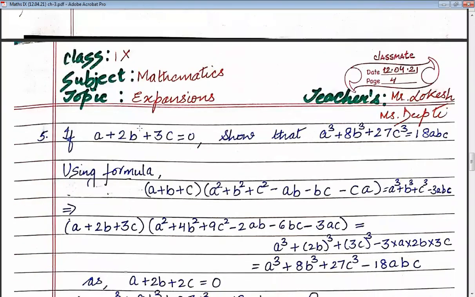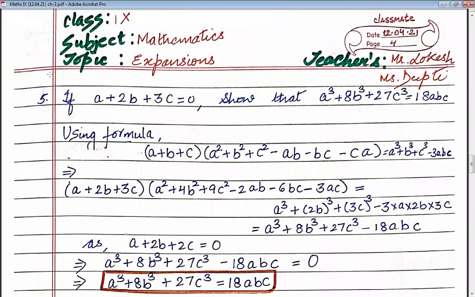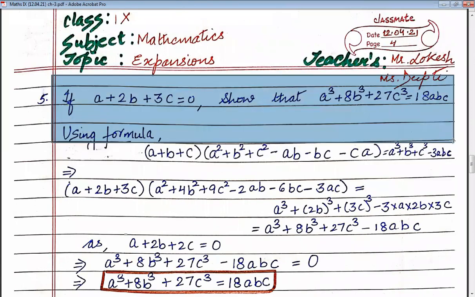Now let's move on to our question number 5. Now children, in this what is given to you is a plus 2b plus 3c is equal to 0. Okay, a plus 2b plus 3c is equal to 0. Show that a cube plus 8b cube plus 27c cube is equal to 18 times abc.